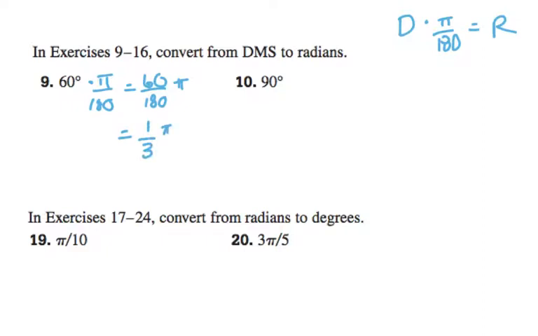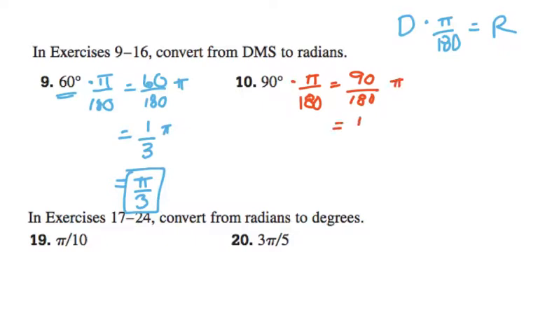And we don't usually have the pi afterwards if we can put it in the numerator, so pi over 3 is our radian equivalent to 60 degrees. Alright, the next one is 90 degrees, so 90 times pi over 180 is going to leave us with technically 90 over 180 and then a little pi afterwards. 90 over 180 is a half, and so of course we put that pi in the numerator and get pi over 2.